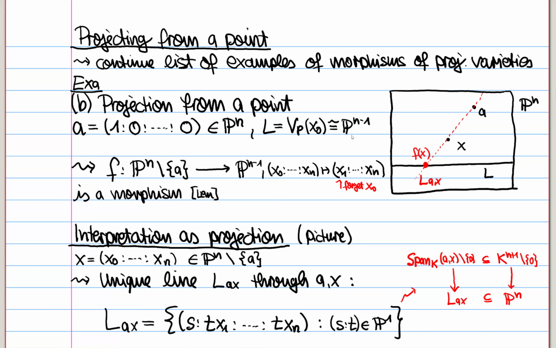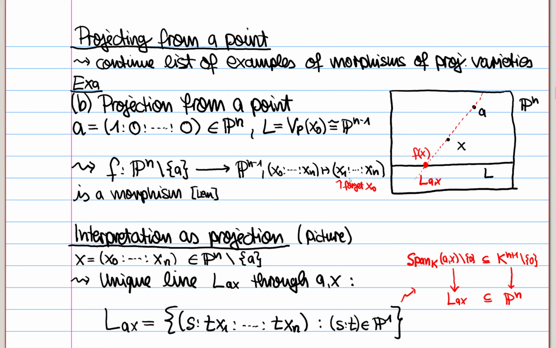Then we claim we get a map from P^n minus this point A to P^(n-1), which takes this vector with homogeneous coordinates x0 to xn and just removes the first coordinate x0, just remembers x1 up to xn. So the first statement here is that this is indeed a morphism. We see its components are given by homogeneous polynomials of the same degree.